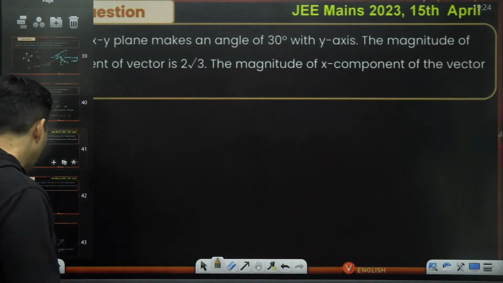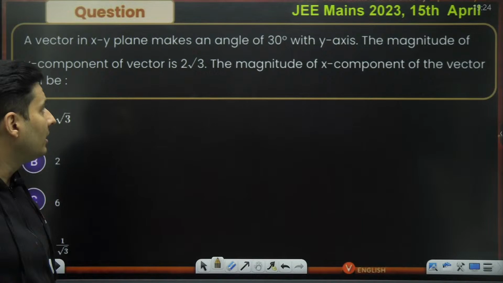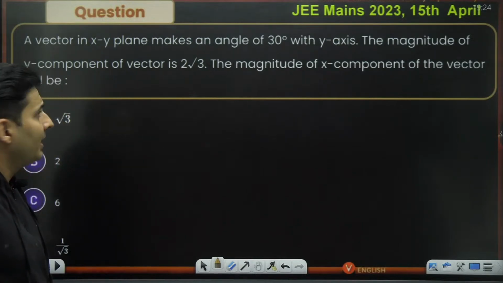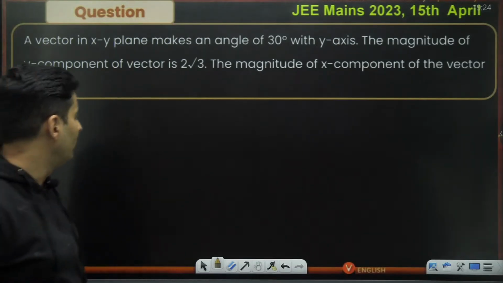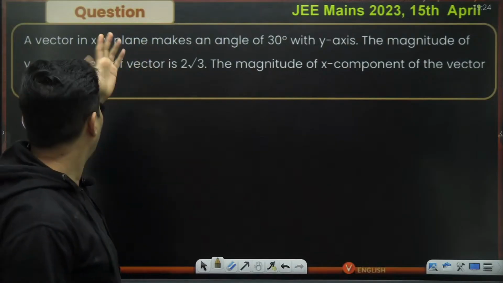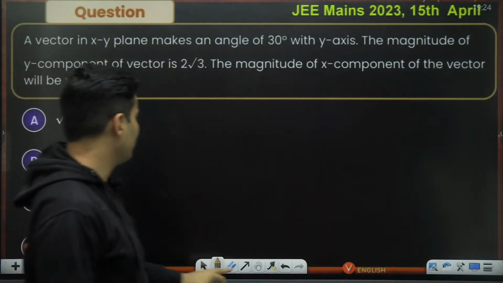Yeah, these are some critical questions. Look at this JEE Mains question. This came in the year of 2023. The vector in the xy plane makes an angle of 30 with the y-axis. The magnitude of the y component of the vector is 2 root 3. The magnitude of the x component of the vector will be how much? Think of the vector diagram. Makes an angle of 30 degrees with the y-axis.